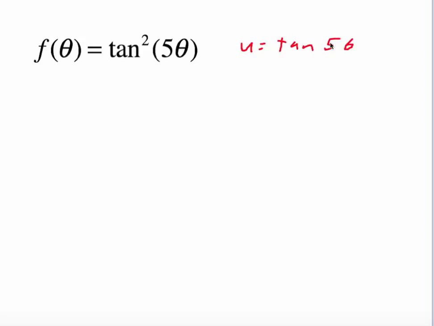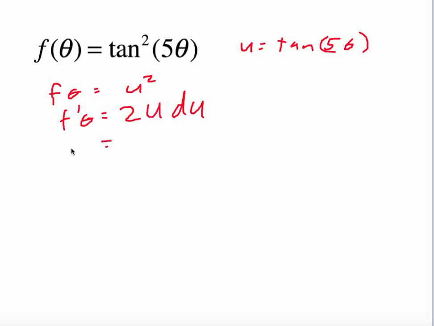tangent 5 theta. Okay, so if we rewrite this, f of theta is going to equal u squared. So if we take the derivative with respect to theta, that becomes 2u du, using the general power rule and the chain rule. So whatever u is, we're just going to bring the 2 down, subtract 1, and then we need to take the derivative. So let's fill in what that actually equals.